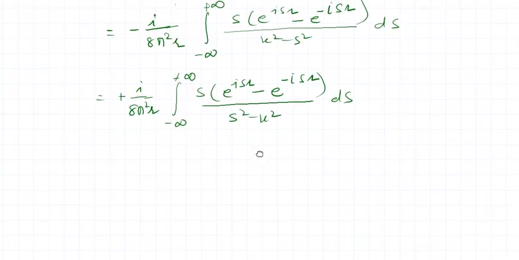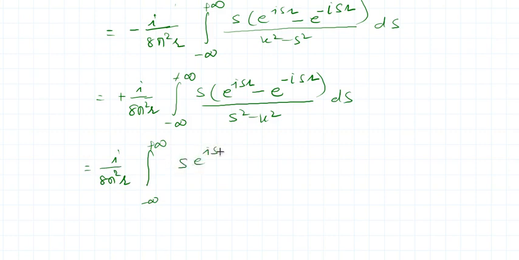And let me try to simplify this integral. So it is iota over 8 pi square r, and integral minus infinity to plus infinity of s e raised to power iota sr over s minus k and s plus k ds. I have split this into two integrals, each from minus infinity to plus infinity.